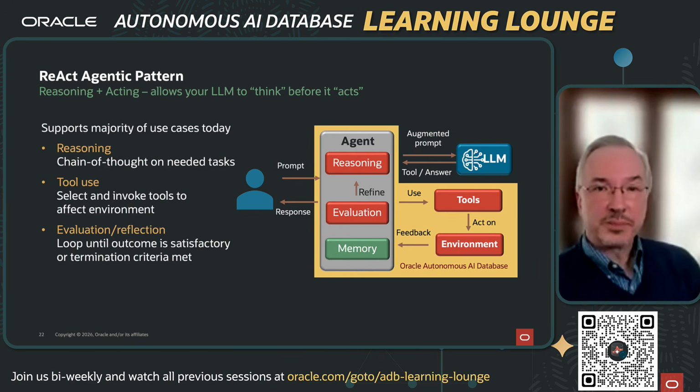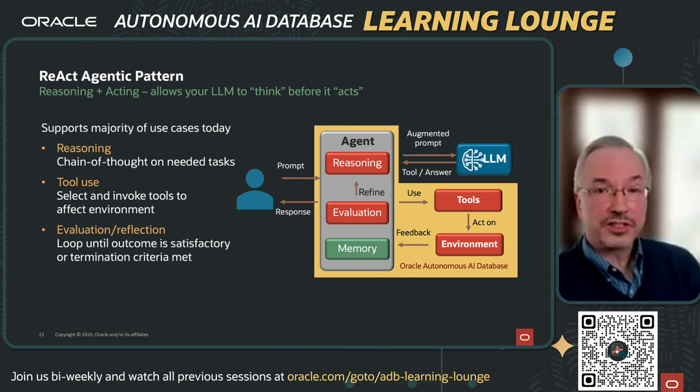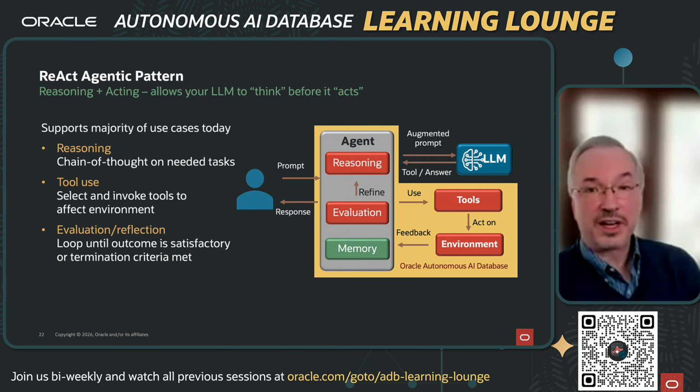Now, the ReAct agentic pattern supports a wide range of use cases, following chain of thought reasoning, tool use and evaluation or reflection until a satisfactory outcome is achieved or termination criteria are met. The agent interacts with the LLM, which receives only an augmented prompt and returns the tools or the answers that are needed by the agent to continue its evaluation and tool invocation. The database controls the agentic process based on LLM responses, enforcing Oracle's security controls on data and tool invocation.